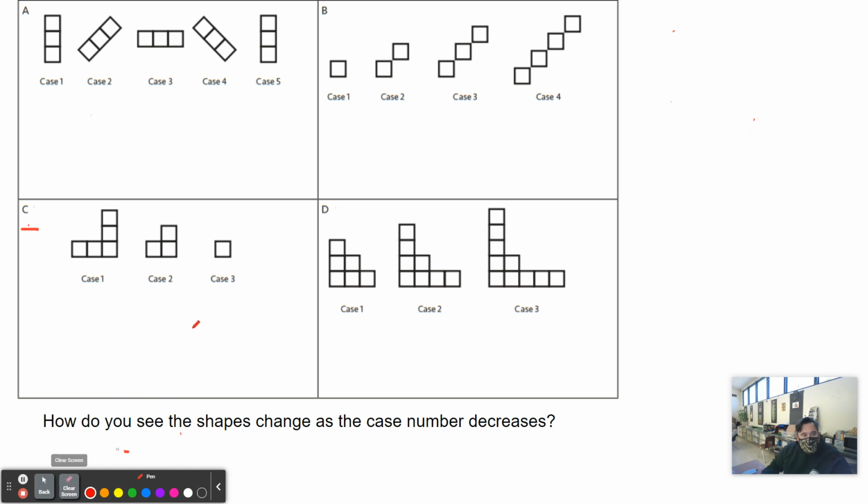Continuing forward, let's answer this question. How do you see the shapes change as the case number decreases? Interesting. So for this one, we're going to go backwards. What do you see happening when you go from case 3 to case 2 to case 1? I want you to visually describe that. You can use words again. How do you see the shapes change as the case number decreases?